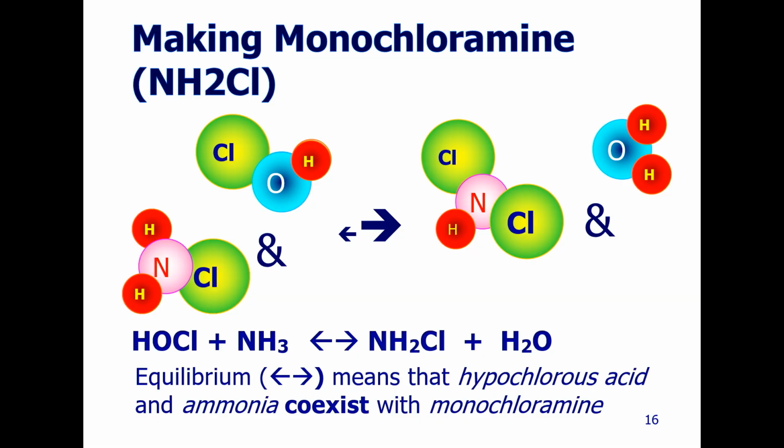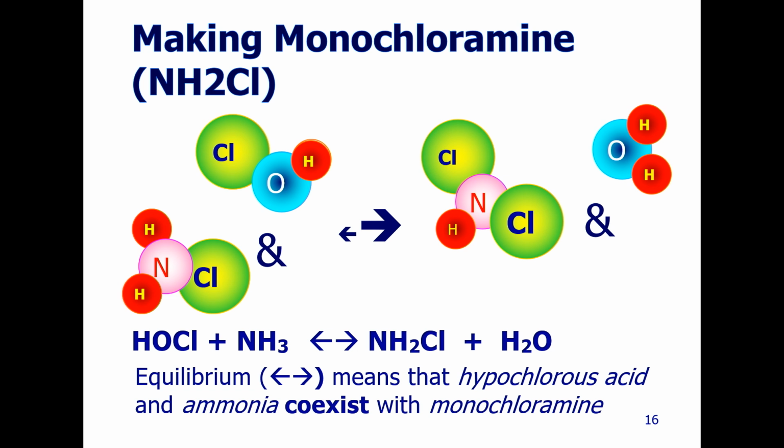So let's talk about the chemistry. Let's make some of these chemicals. So here's how we make monochloramine. We're going to take down there at the front, you see hypochlorous acid and ammonia. Those are the things we're going to put in. And when those react, we're going to get monochloramine, NH2Cl, one chlorine on there, okay?